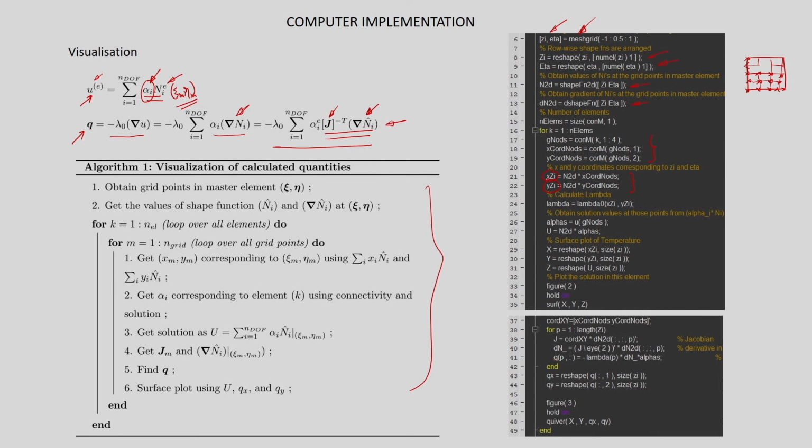Okay. Then we are calculating the lambda values at those points in the physical element. Then we found the solution corresponding to the degrees of freedom in that particular element. So, from the solution vector u we are finding only the values of the alpha i's that correspond to that particular element. We store that in alpha, and then we multiply alpha i by N i. So, that is what has been shown here.